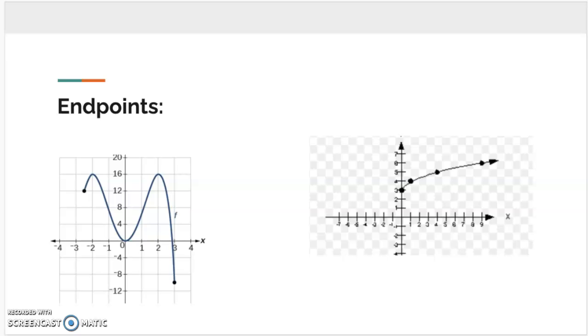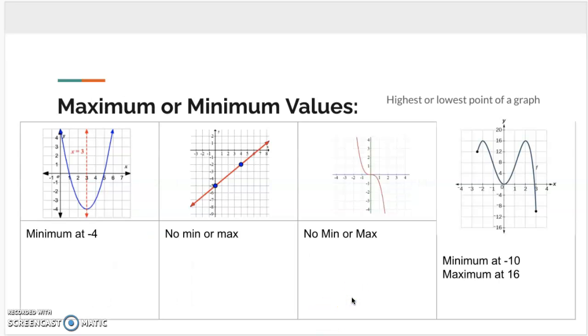So stating whether you have an endpoint or not. Your next one is maximum or minimum values. Is there a maximum, a highest point of the graph, or a lowest point of the graph? Again, if you have arrows, that negates your highest or your lowest value depending on where the arrow is. So here we have arrows on both sides, which means there's no minimum, no maximum. It's going to keep going in both directions. Here, we have a minimum value. The lowest point on this graph is at -4, which means we cannot go any lower than that. So that is our minimum value.